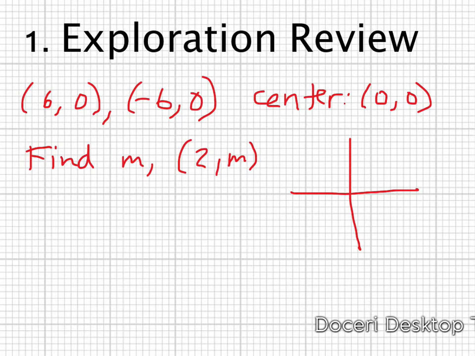So if we have a circle, and this circle is centered at (0, 0), and we have points at (6, 0) and (-6, 0), and we were to draw a line at 2, man, this is super awkward. There we go. Alright, that looks better, a little straighter.